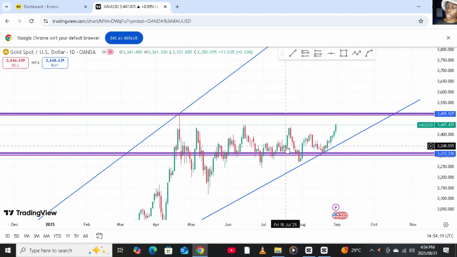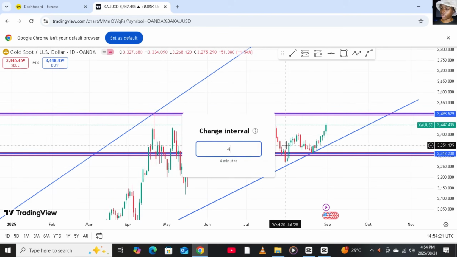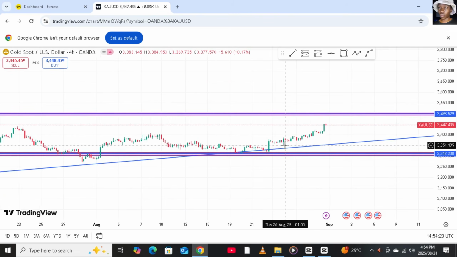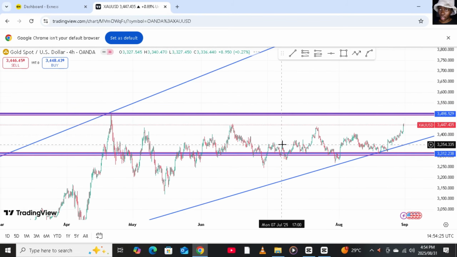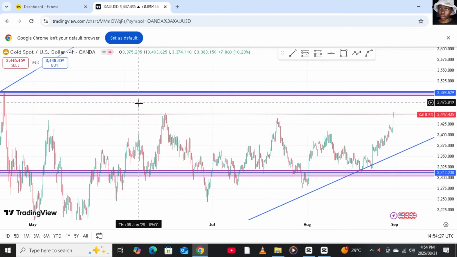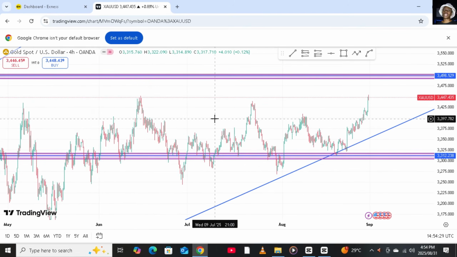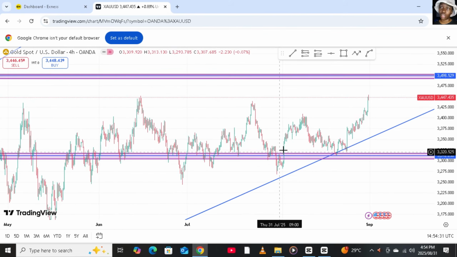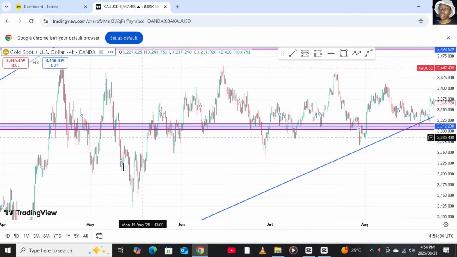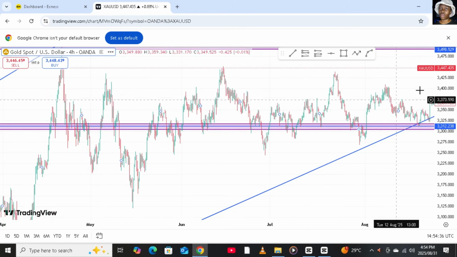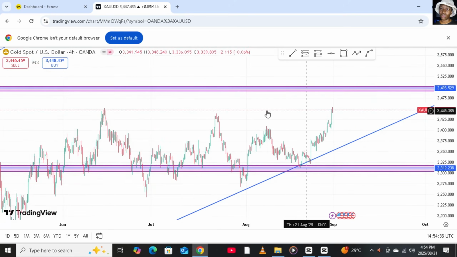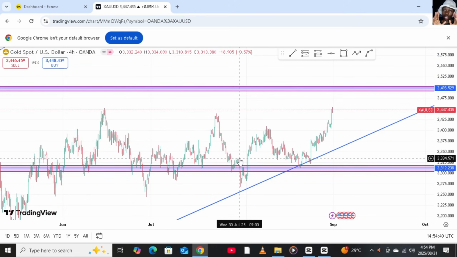So go back to your 4-hour time frame. Let's see what we have in the 4-hour time frame. In the 4-hour time frame, guys, we obviously can't draw a trend line. You see, it doesn't make sense. We won't draw a trend line from here just going like this. No, we have to draw a trend line where the market is currently.